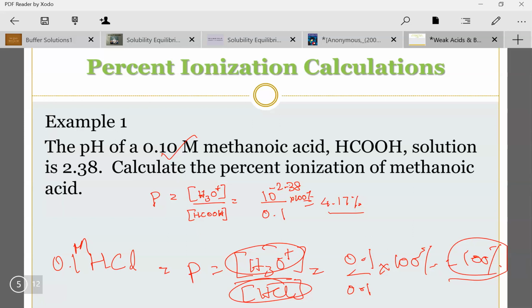Weak acids have percent ionizations that look like this. And as far as weak acids go, methanoic acid is one of the stronger ones. So it's still very low. Acids are only probably going to get weaker than that.